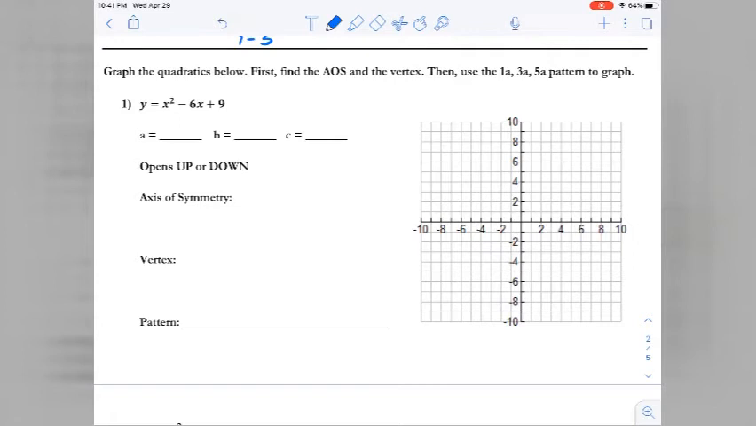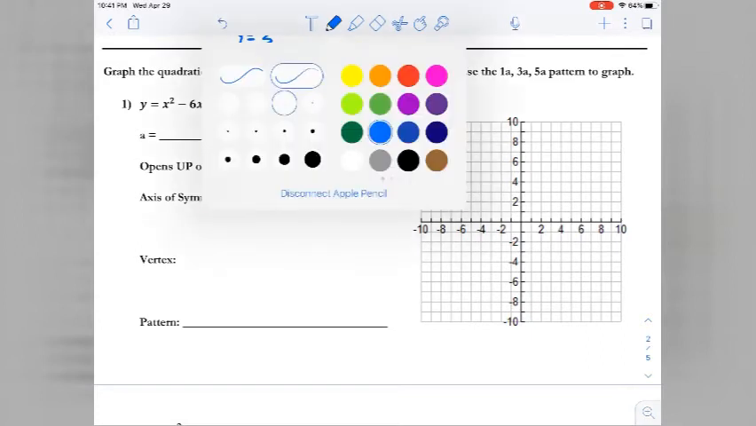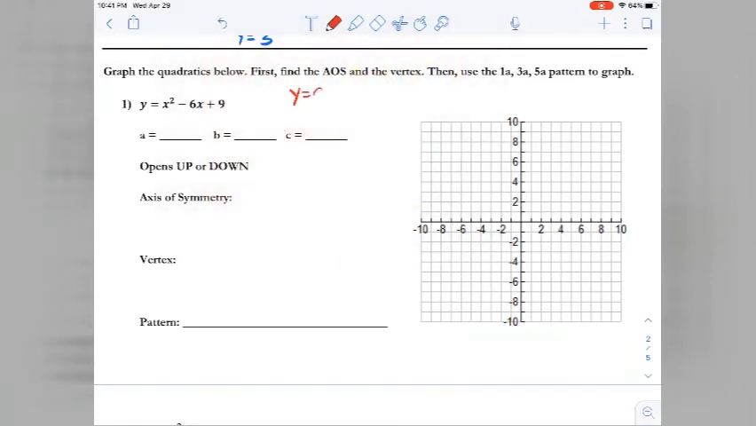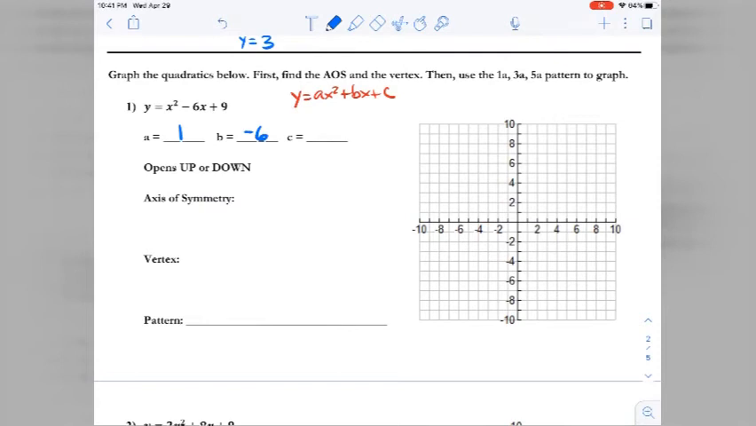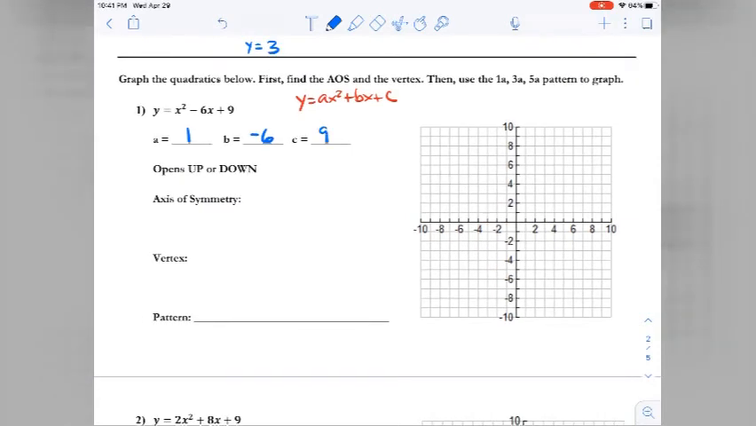First of all, we have y equals x squared minus 6x plus 9. So we determine our a, our b, and our c first, again remembering in standard form, that's y equals ax squared plus bx plus c. So in this case, our a is 1x squared, our b is negative 6x, and our c is 9. Of course, we only take the coefficients, we don't take the x, but I just wanted to see where you came from. Now, because our a is positive, we know that it opens up.